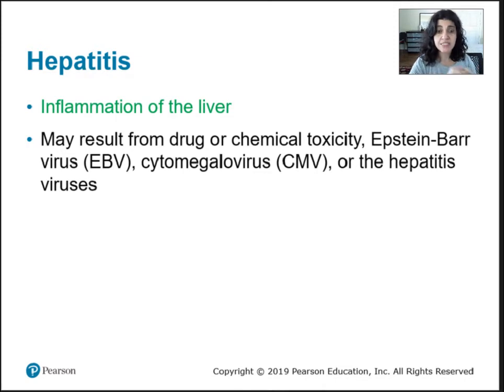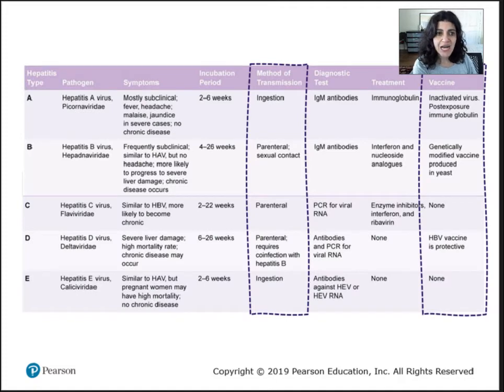It can also be caused by Epstein-Barr virus, cytomegalovirus, or the hepatitis virus. So this is the one we're going to focus on, the hepatitis virus. There are 5 different types of hepatitis viruses, okay? So we have A, B, C, D, and E, and you see that A is very similar to E in the sense that it can be acquired by ingestion.